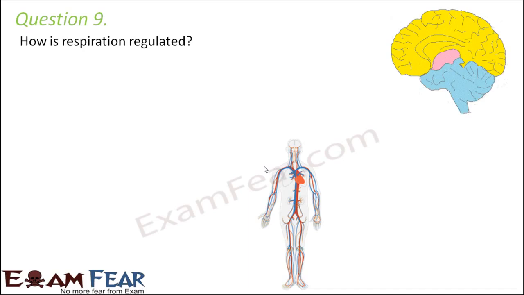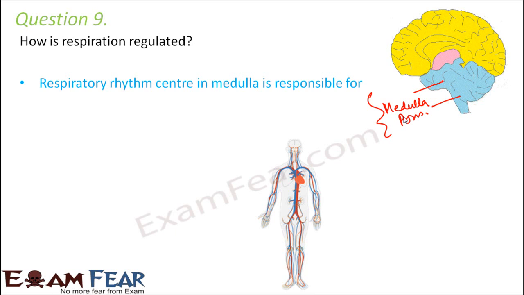Now, which part of the brain exactly? The respiration centers are mostly located in these two parts, medulla and pons. These are the two parts where the respiratory centers are located, medulla and pons. Now, let us see what is located where.